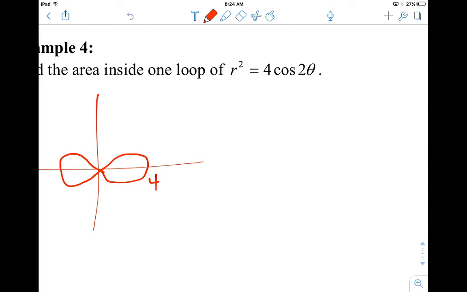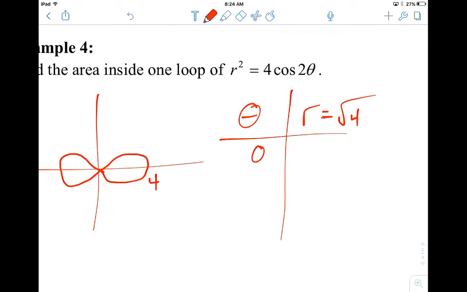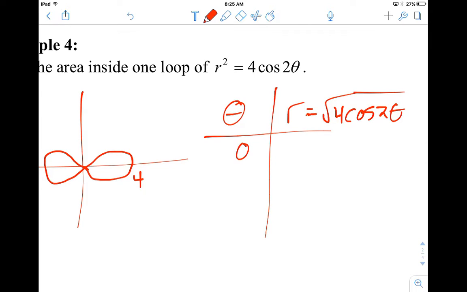Now, to get some of those points, we'll just do a quick table so you can get an idea of how it works out. If you put in 0, of course, you get cosine of 0, which is 1. 4 times 1 is 4. But remember, we're solving for r, so we have to think of the square root of 4 cosine 2 theta. Simplify as you like. So when I put in that 0 value, I get 1 for cosine. I'm doing the square root of 4, which is 2.